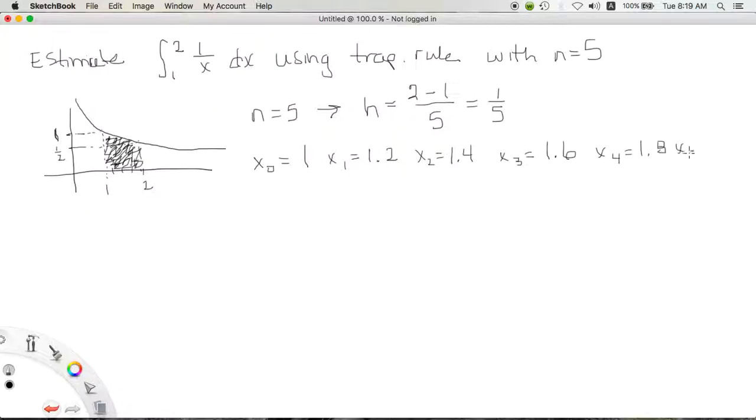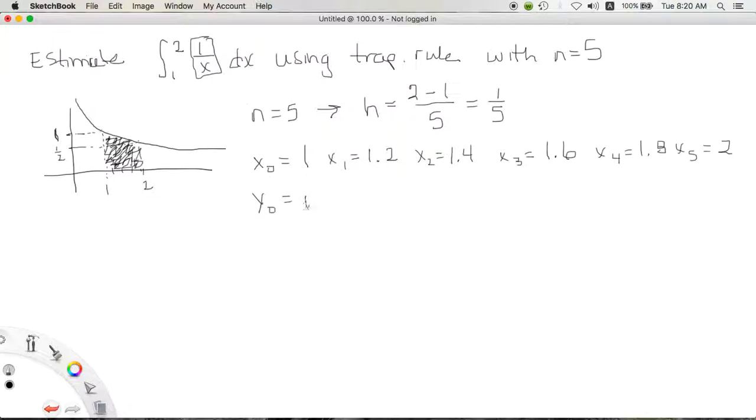Now, why do we need these? Well, the main reason you need those is because we need the y values. So the easiest way to do it is to list out your x values, and then you can have your y values. So our function is this here, 1 over x. So our y values, we take these x values and plug it in.